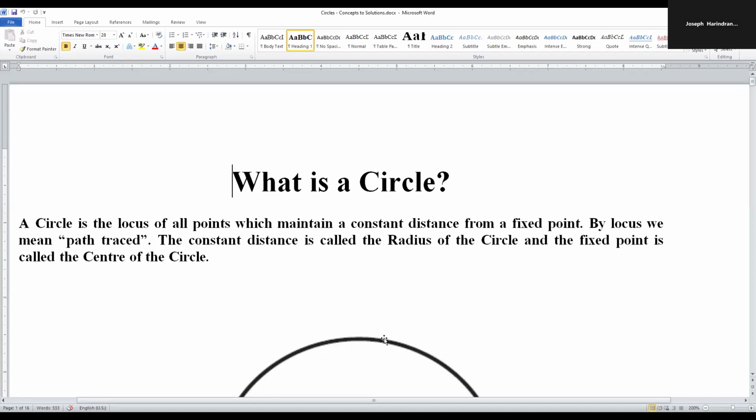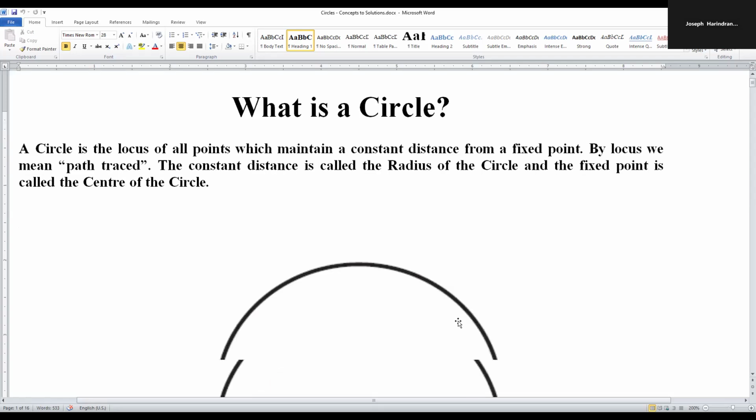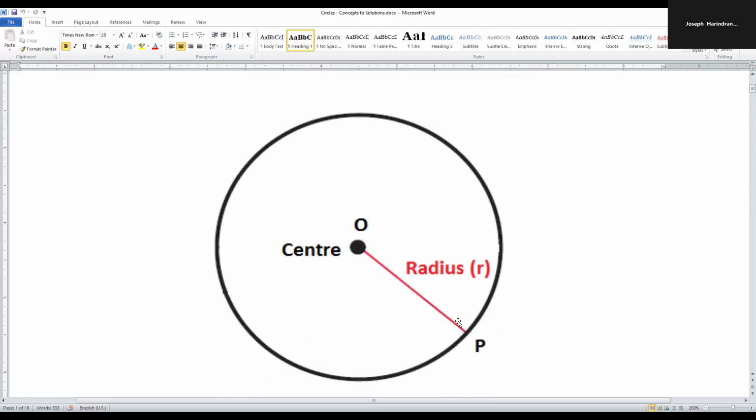What is a circle? Basic question. A circle is the locus of all points which maintain a constant distance from a fixed point. By locus, what do we mean? Locus means the path traced, a path that is covered by the points. Any collection of points which maintain a constant distance from a fixed point. The constant distance is called the radius of the circle, and the fixed point is called the center of the circle. Here we have the figure.